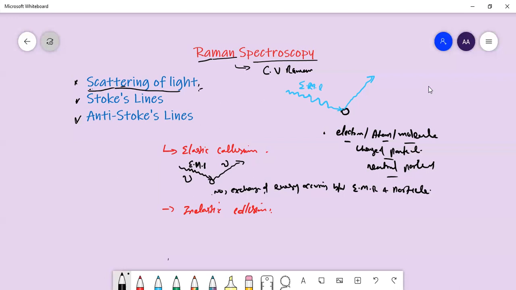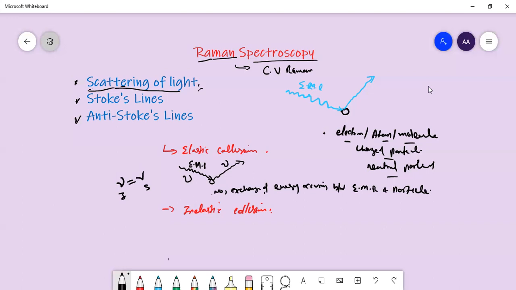Elastic collision means simply the electromagnetic radiations are interacting with these particles, and without undergoing any change in the energy of the electromagnetic radiation, the radiation or light is scattered in different directions, which means we can say that the frequency of the incident radiation and the scattered radiation will be the same. So mu incident is equal to mu scatter. Such kind of interaction is known as elastic interaction.